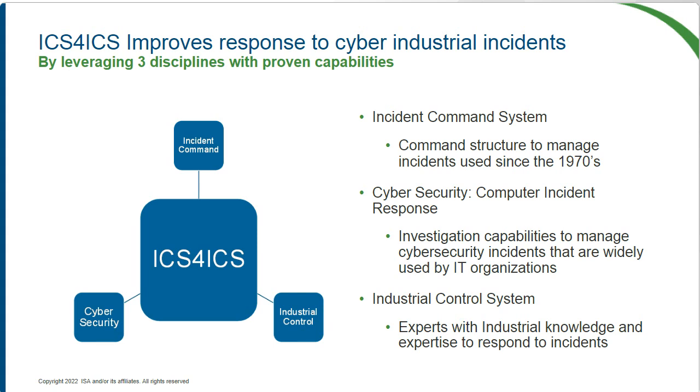The industrial control system folks have proven capabilities. They're the front line. They're going to see disruptions in our control systems that might disrupt our critical infrastructure. And they bring expertise that's specific to their industrial control system and their business that they're in. And often they work closely with the computer incident response team to try to get resolution of incidents that are occurring.